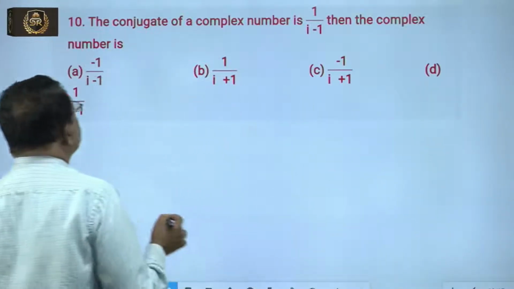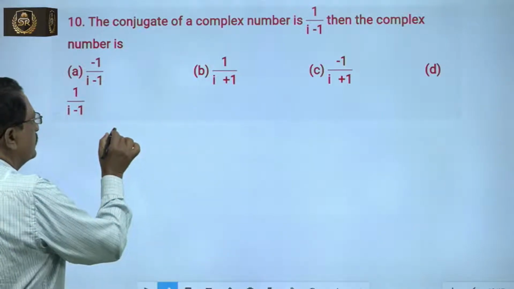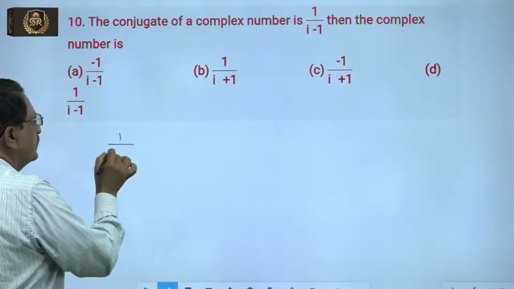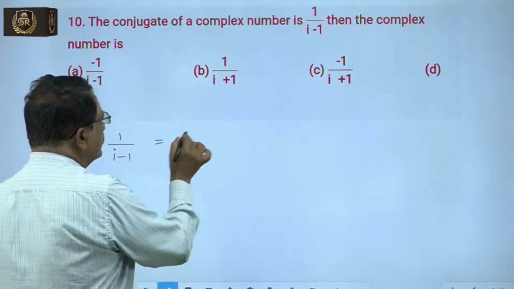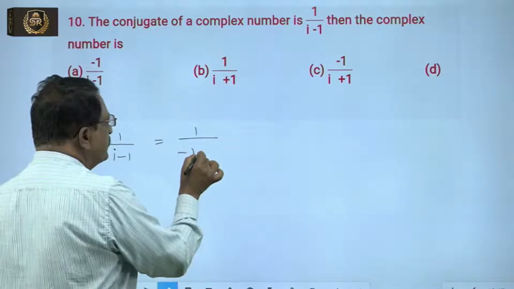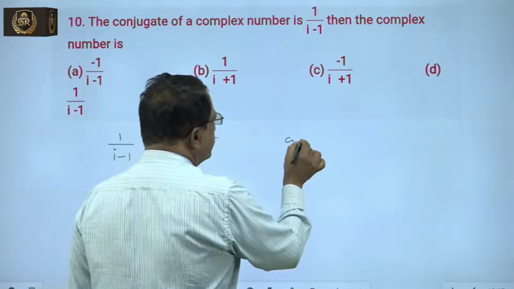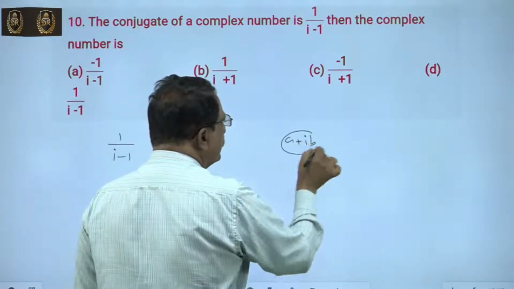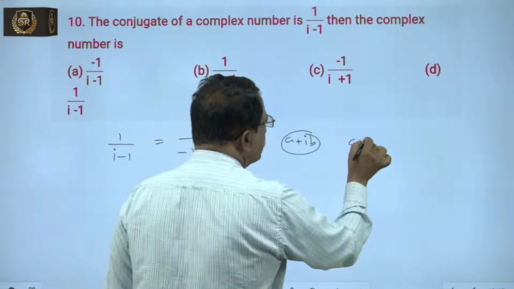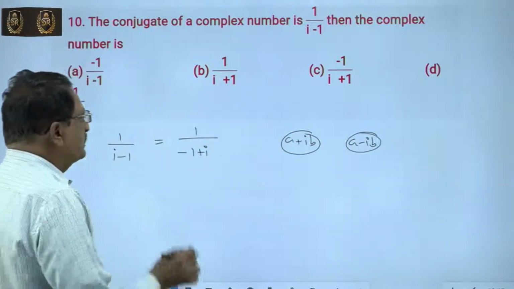Next, 10th problem. The conjugate of the complex number 1 by I minus 1. Now it is equal to 1 by minus 1 plus I. Now if suppose A plus IB is a complex number, then the conjugate of A plus IB is A minus IB.